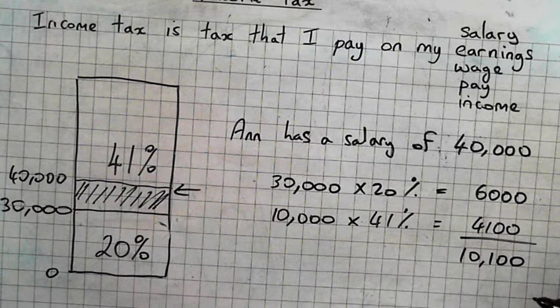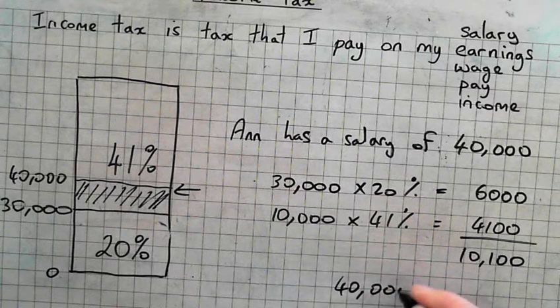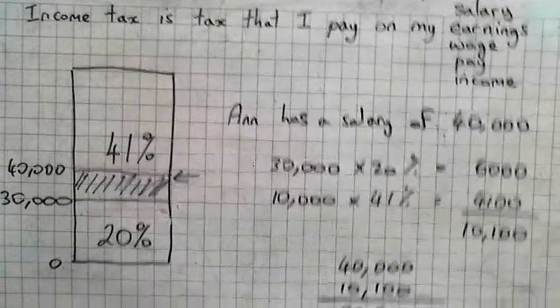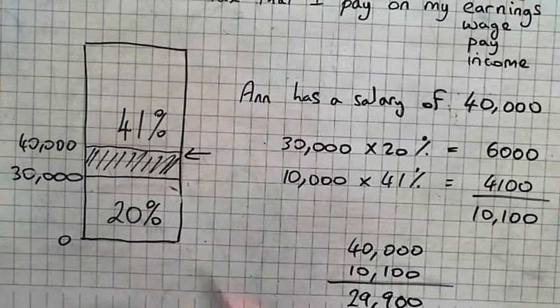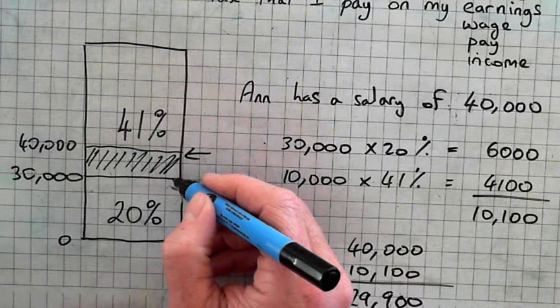10,100. And what do I subtract that from now? 40,000. Alright, so when I subtract, that's 29,900. Okay?